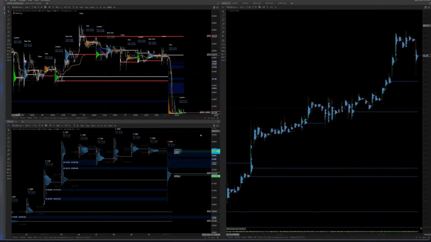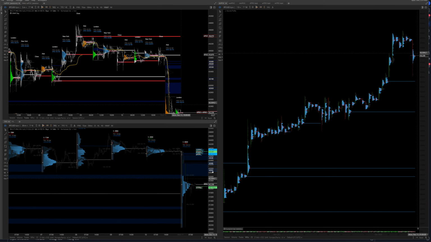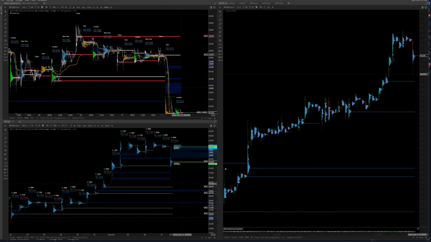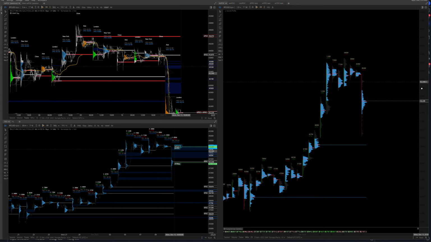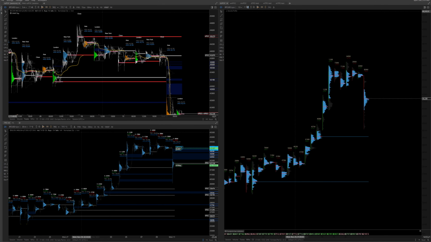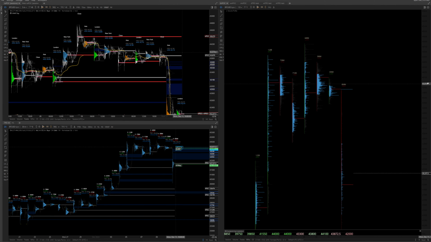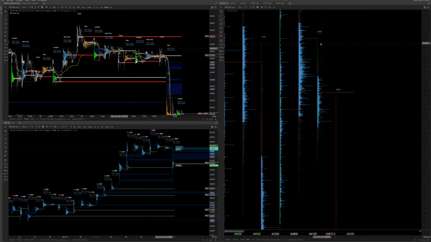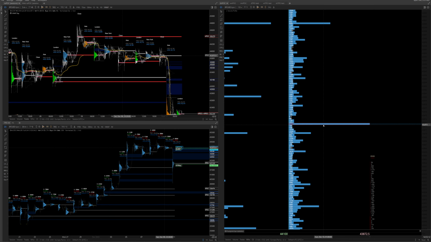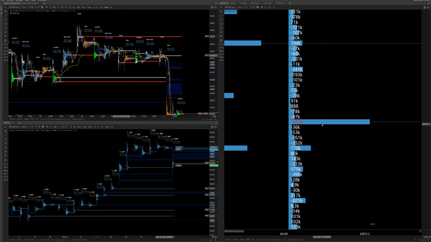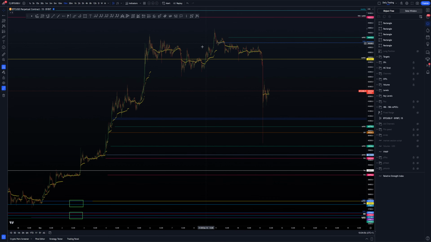Okay, what do we have here otherwise? The TPOs, and we have no daily naked point of control on the 50 tick, so we have to look for the first. So on the 1 tick here, we do have one, 43,873.